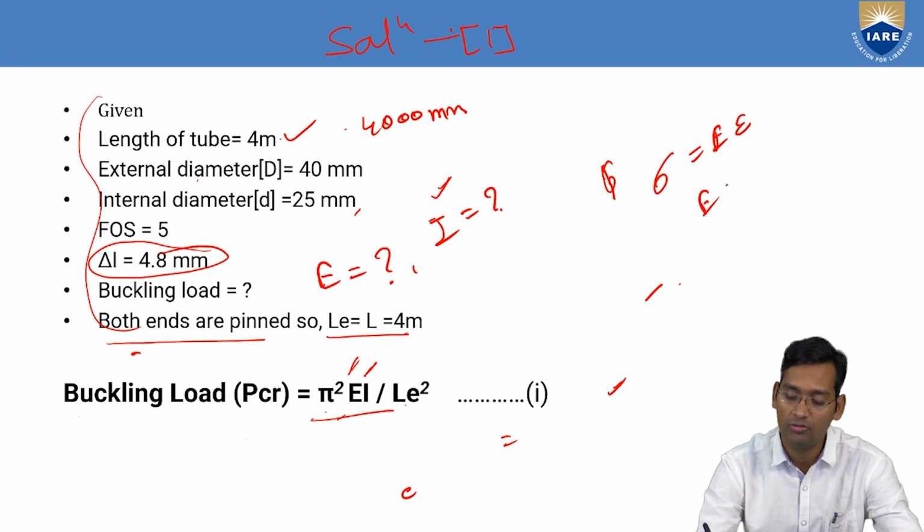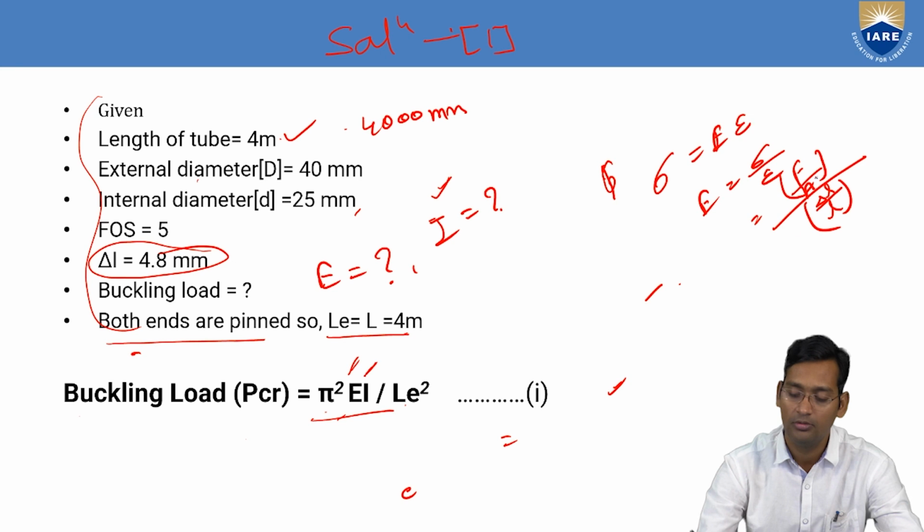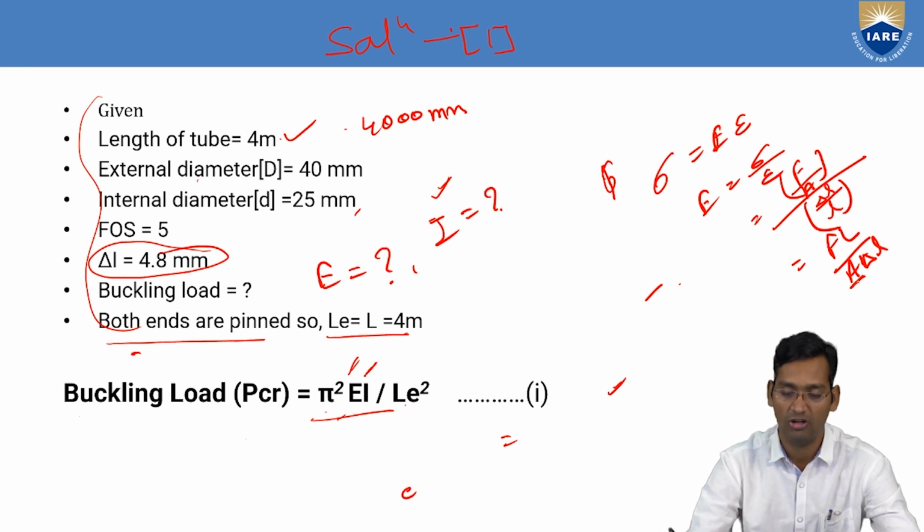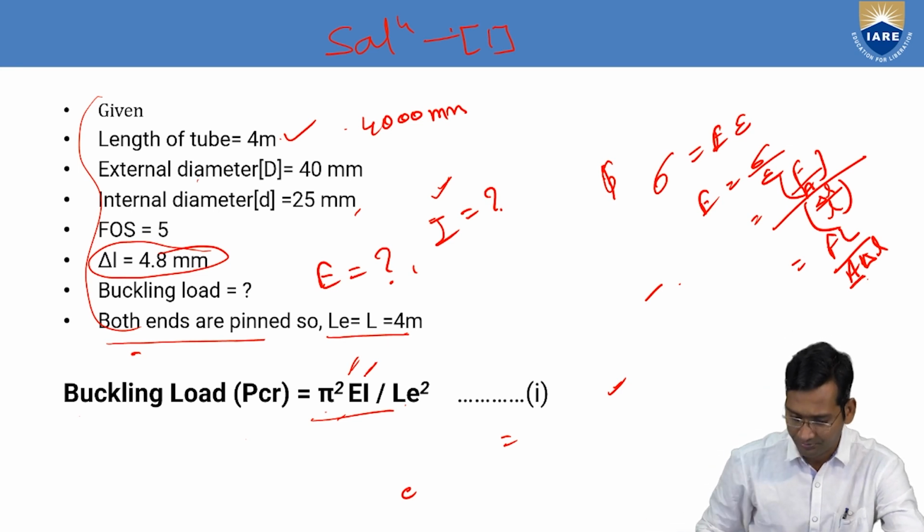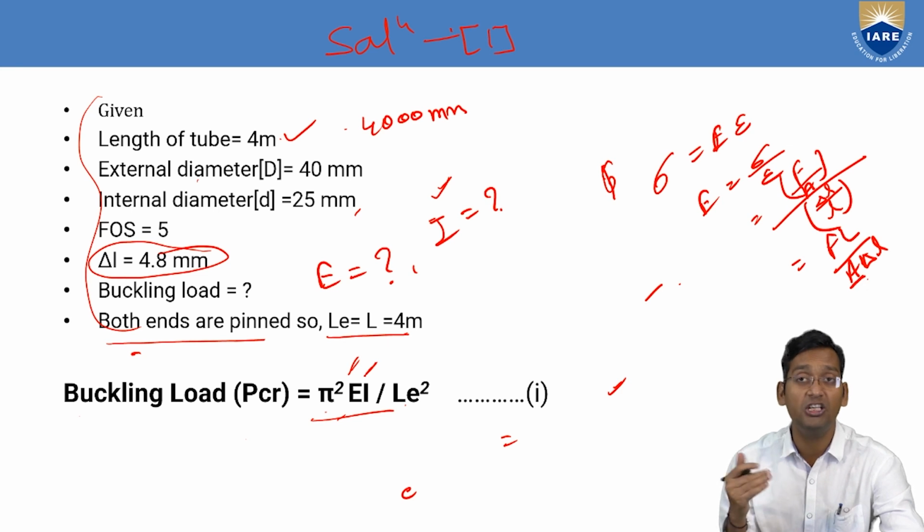So from here, E equals sigma by epsilon. What is epsilon? Strain. Strain is what? Delta L by L. So here we can write F by A for stress divided by delta L by L for strain. So this becomes FL by A delta L. Now here A is also required for this formula, and we can find that A because the inner diameter and outer diameter are already given. So let's see how you will think to solve the question.